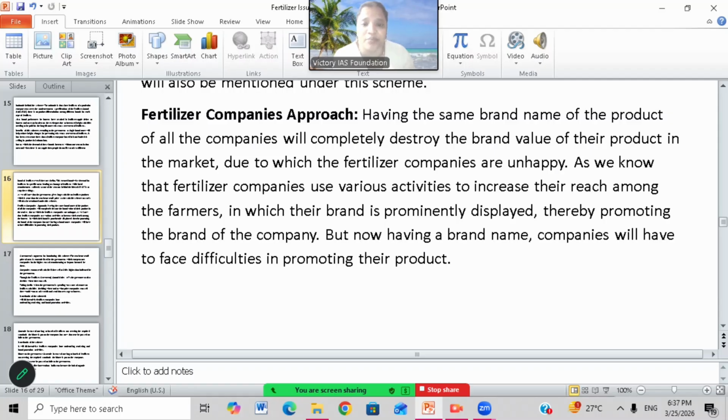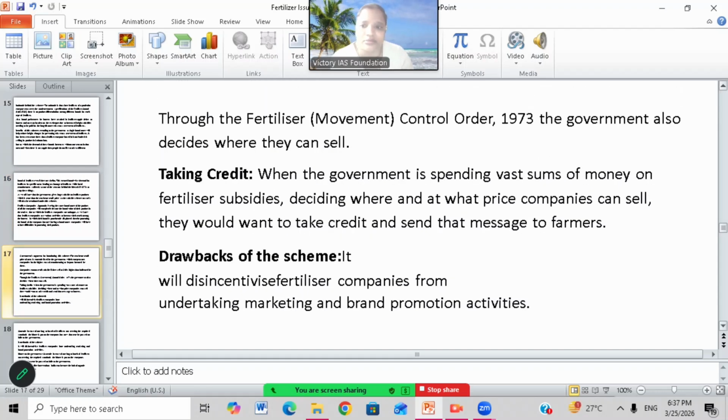But now, having a brand name, companies will have to face difficulties in promoting their product. And even under one name, what are the special benefits, what are the special traits they can explain on the product so that they can impress the farmer? That is also one problem. All are selling that product only, then why are you marketing especially? That question will come here.